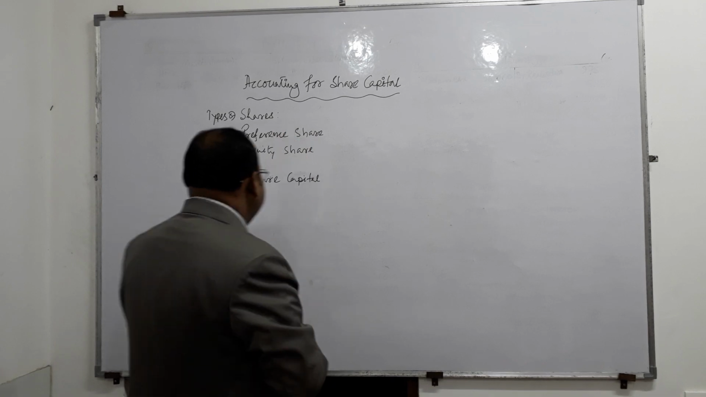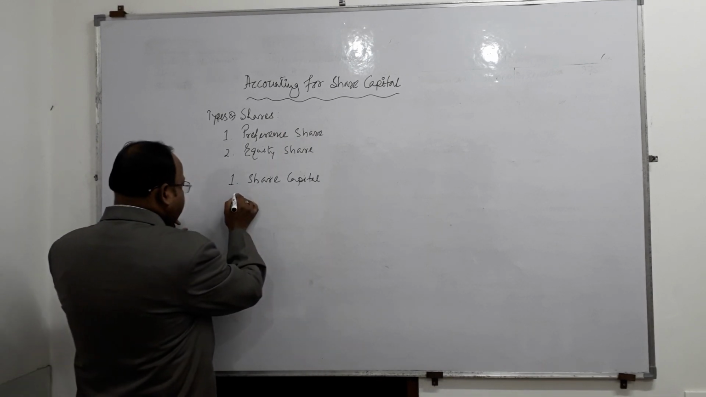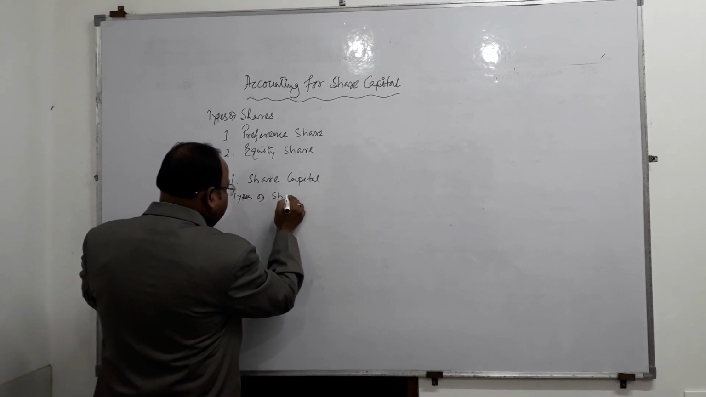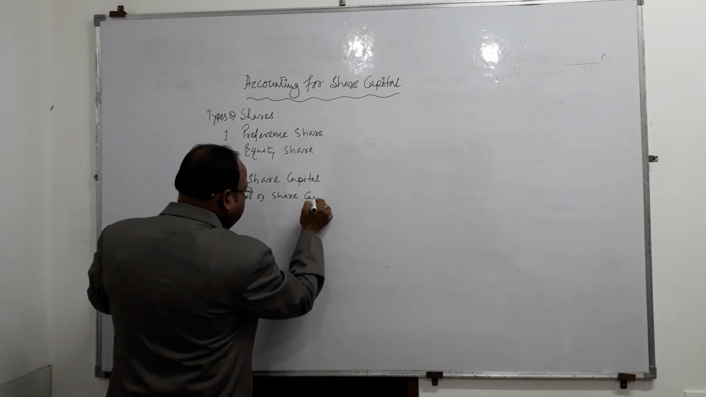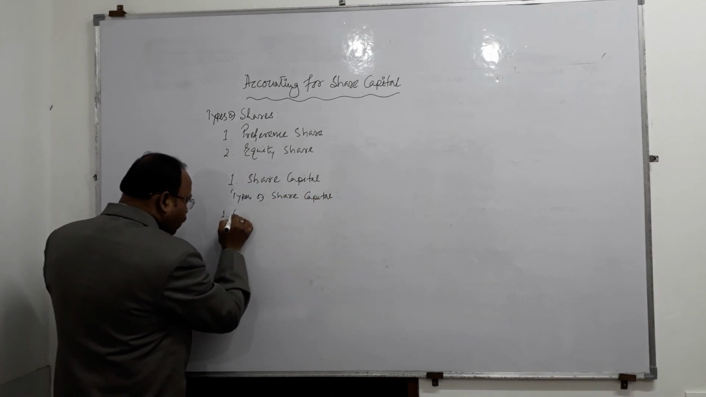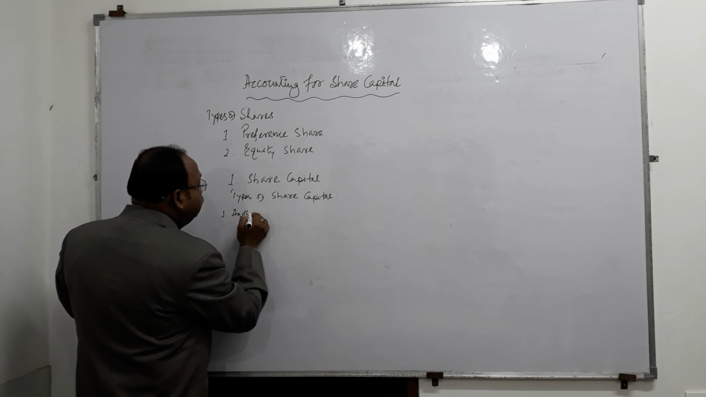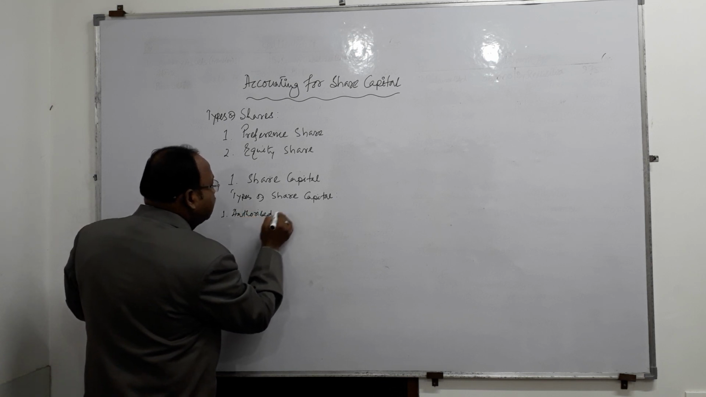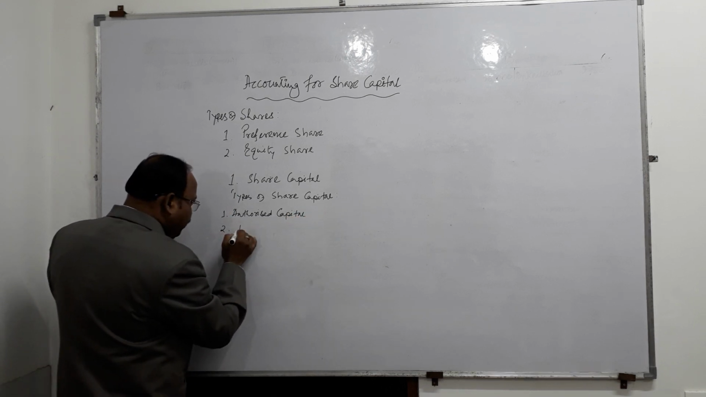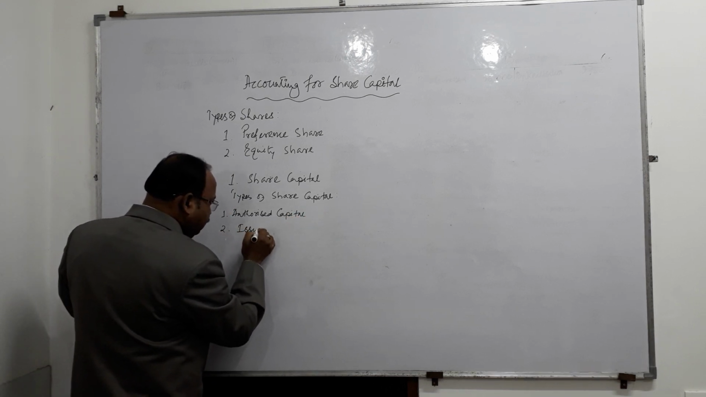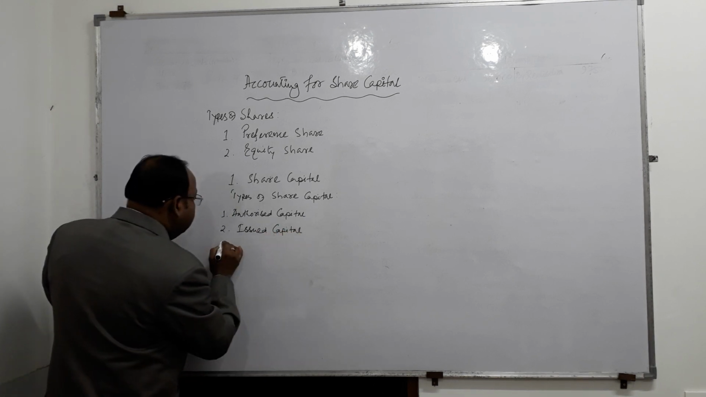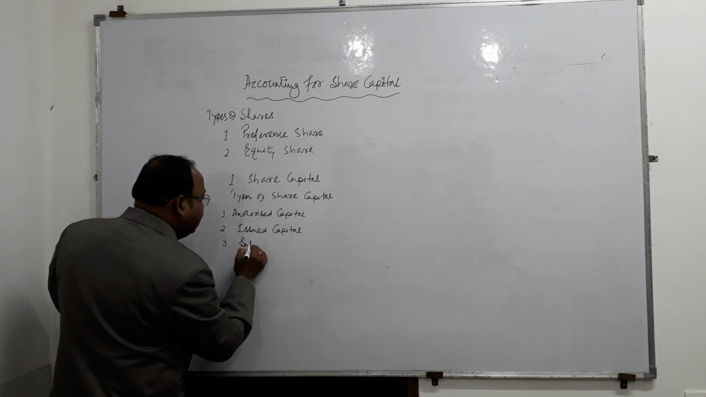Now we will move on to the types of share capital. What are these? Number one, authorized capital. Number two, issued capital. Number three, subscribed capital.